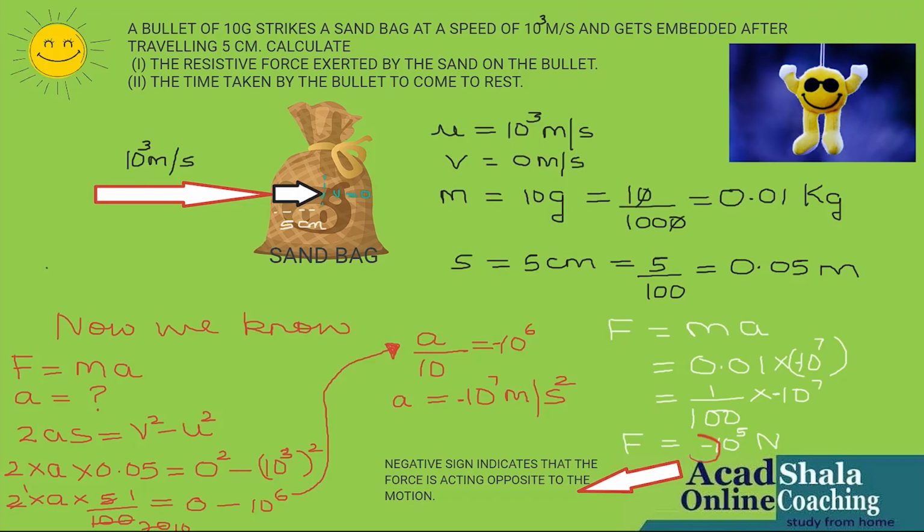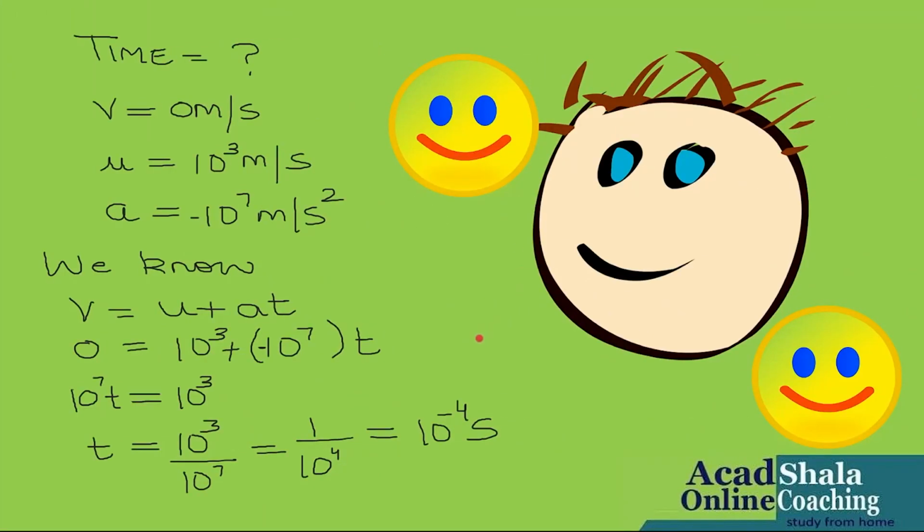Now what does this minus sign indicates? It's very, very important, children, to note. Negative sign indicates that the force is acting opposite to the motion. Now sometimes they ask also, what does this negative sign indicate? In one word answer also, like situation based questions can also come. So you should understand and you should know it also that this negative sign indicates that the force is acting opposite to the motion. Now children, we have done, that is force, and we have also calculated the acceleration, force.